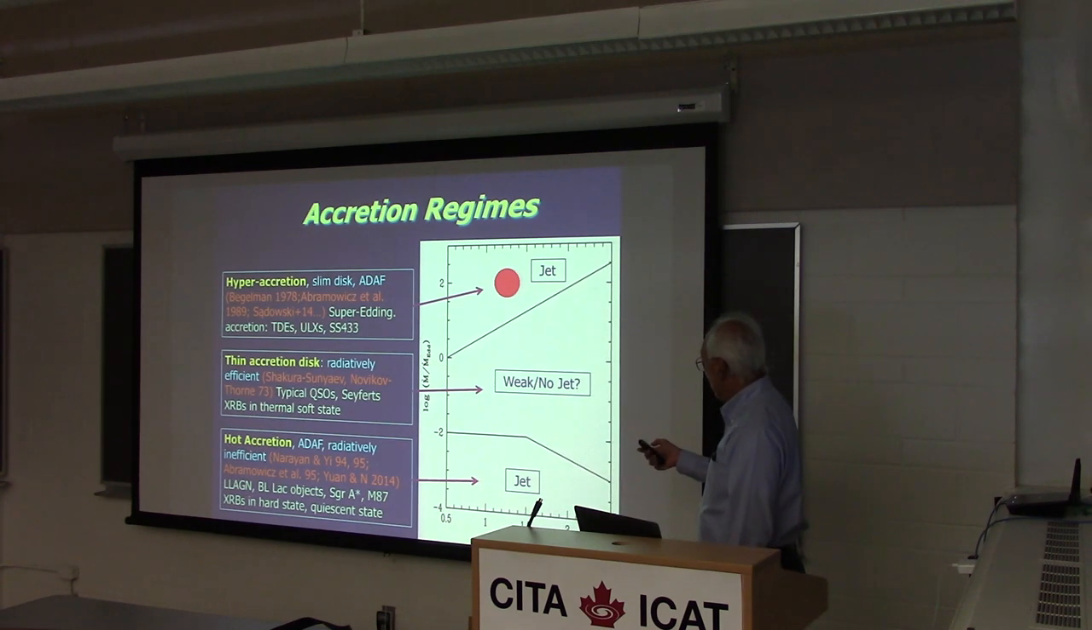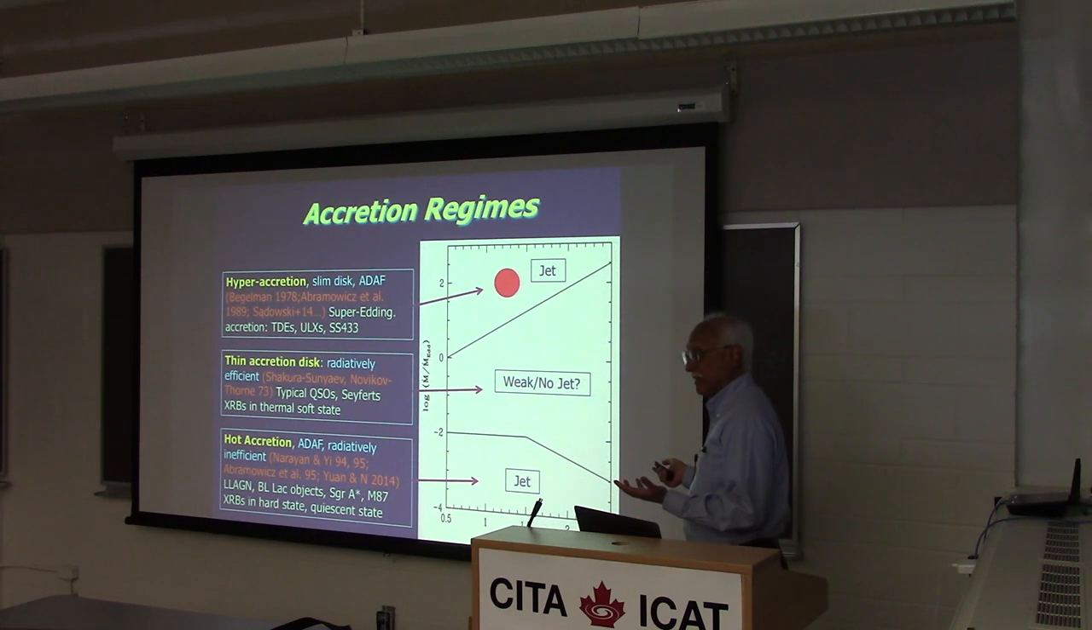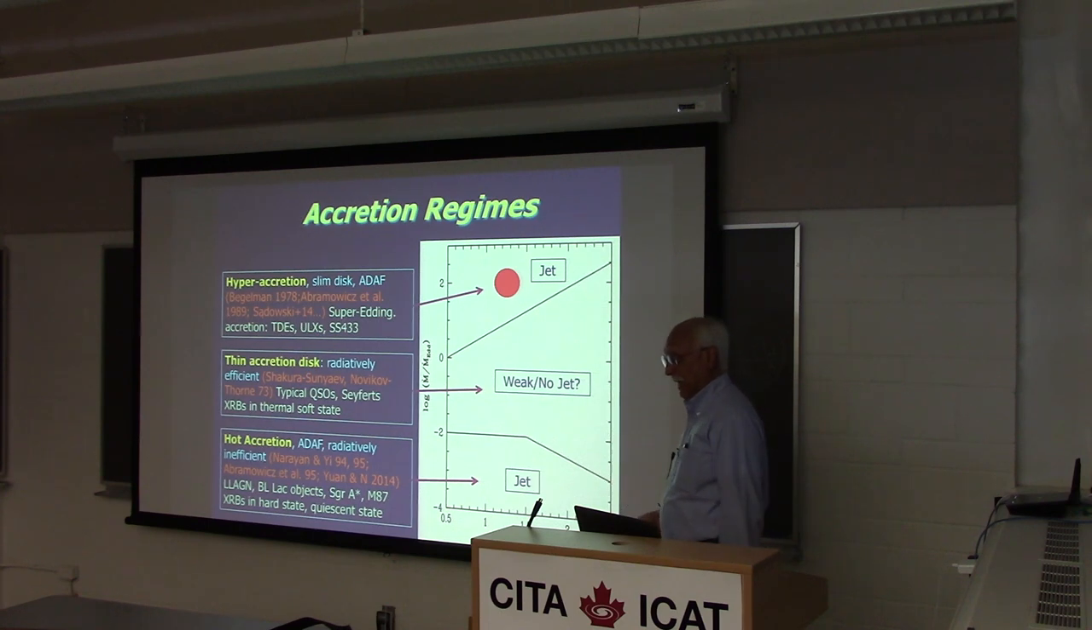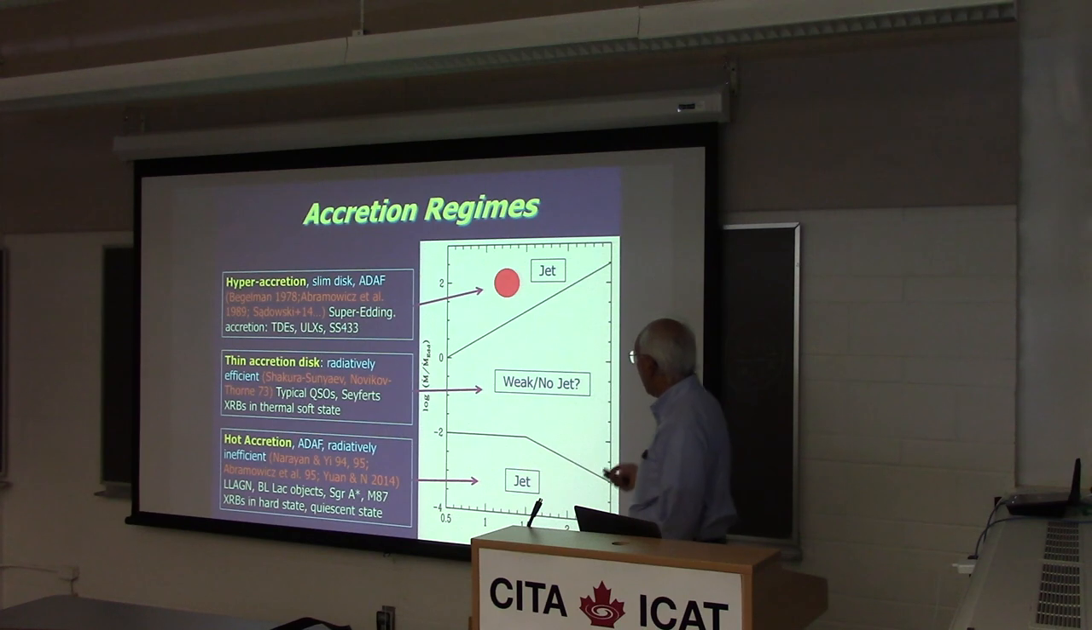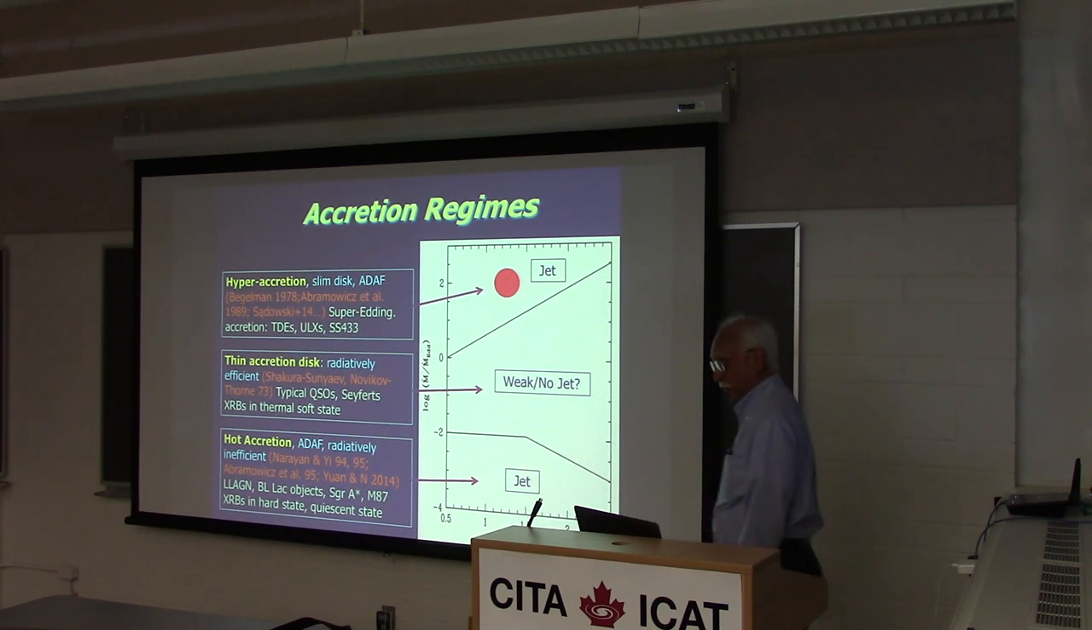The question is, let us say some fraction of these guys can make jets, some fraction of these can make jets. The question is, what fraction of these guys will make jets? And there is some sense that maybe it's a smaller fraction here, but I won't swear to that, okay? And I'm waiting for additional confirmation through some simulations or whatever.